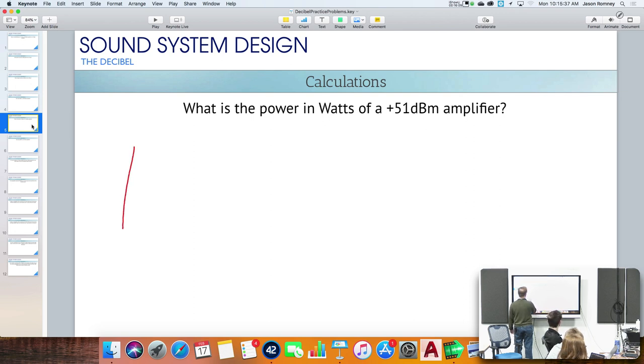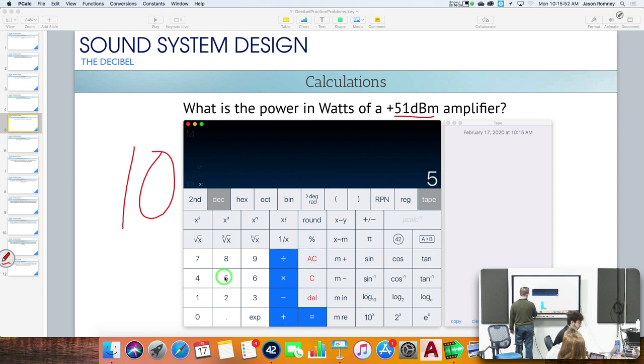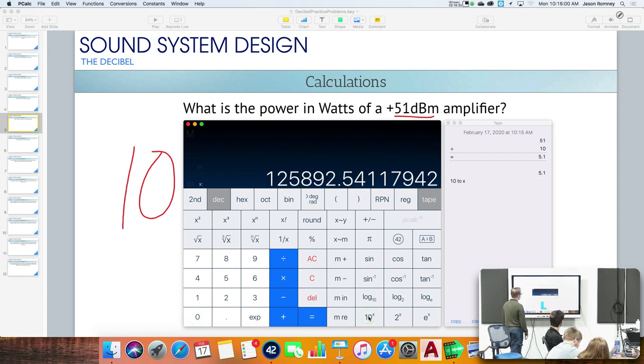It's kind of the same problem we were doing before. We need to know the power ratio of 51 dB first, right? 51 divided by 10, so 10 to the power of 51 divided by 10 is a really big number. That is the power ratio of 51 dB, but that is not the answer to my question, because this was spec'd in dBm. What does the M part of that mean? Milliwatt, right?